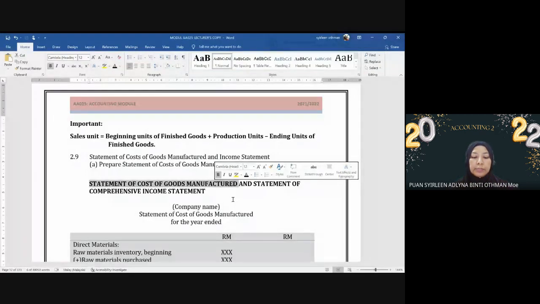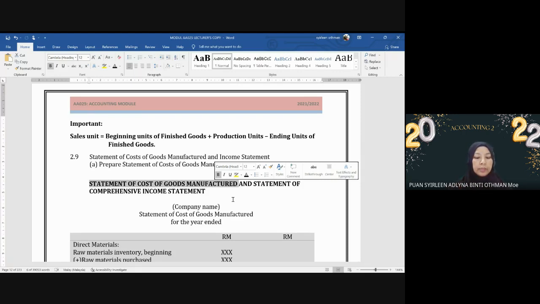Tapi bila kita masuk AA025, you are a manufacturing company. Okay, a manufacturing business. So kita kira dulu cost of good manufactured sebab kita tak ada purchase barang siap. Kita purchase dalam bentuk bahan mentah. Okay, raw materials. Okay, so you need to process that. Then only you can transfer to your statement of comprehensive income statement.